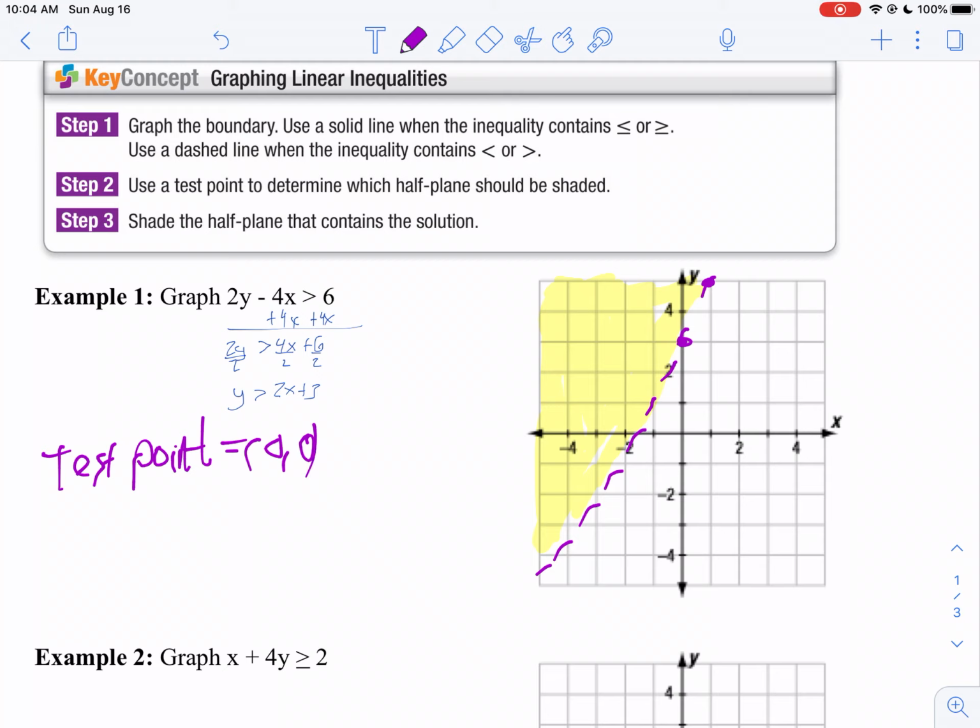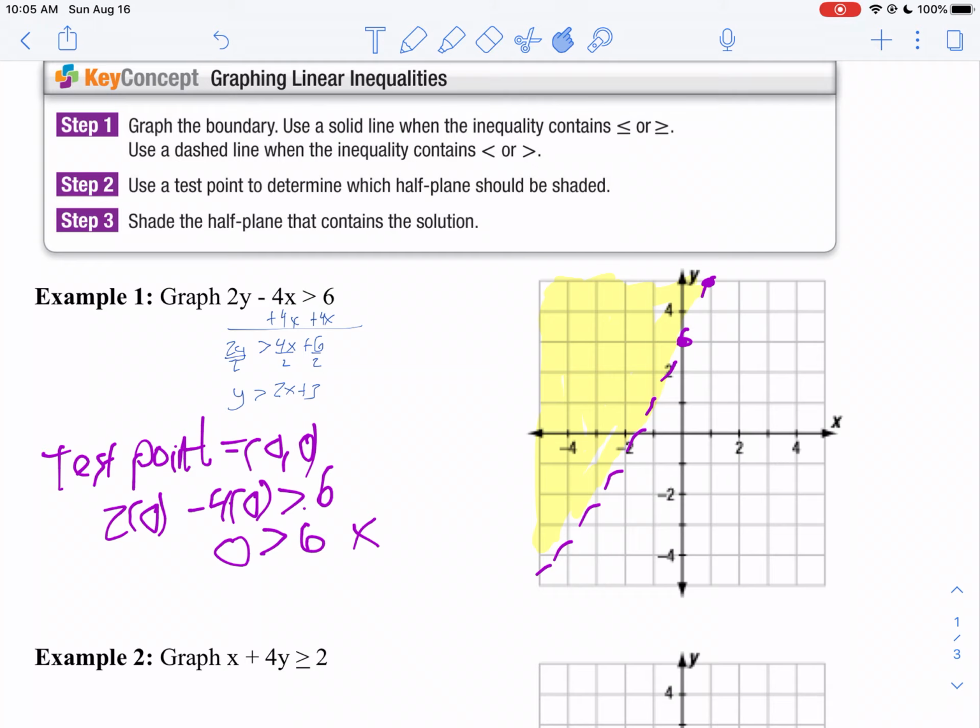So I replace x with 0 and y with 0. So I get 2 times 0 minus 4 times 0 is greater than 6. Well, the left side is 0. Is 0 greater than 6? No, it's false. So I don't shade the side with 0, 0. I shade the opposite side. And like I said, if you get y by itself, it works out pretty nifty.